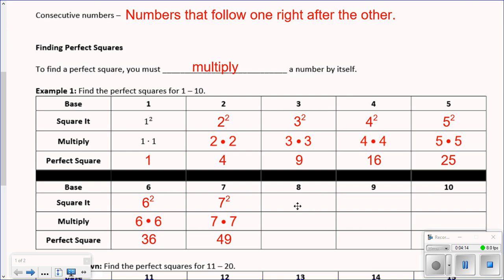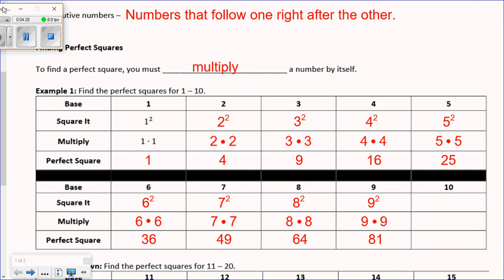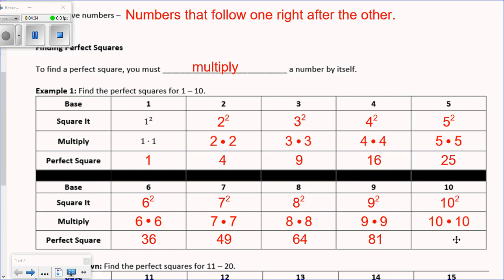8 is 8 squared. 8 times 8 gives us 64. 9 means we're doing 9 squared, which is 9 times 9, which gives us 81. Oh, and then I gotta move this little guy. I'm gonna move it up here. The last one is 10, so we do 10 squared. 10 times 10 is 100. Okay?